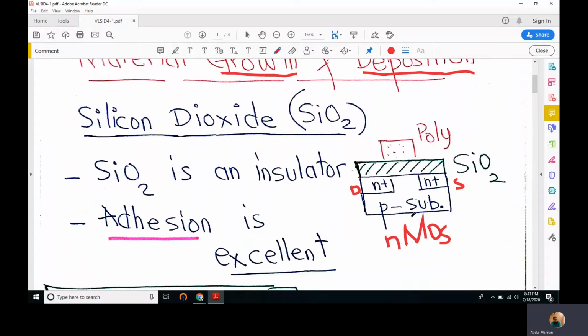Drain and source are implemented in a P-type substrate, and then we have the silicon dioxide, the insulating layer, and then we have this poly. Poly is actually the gate terminal. We'll shortly know, maybe in the next lecture, why we call it poly. Why not gate? So we call it gate and poly both, in fact.